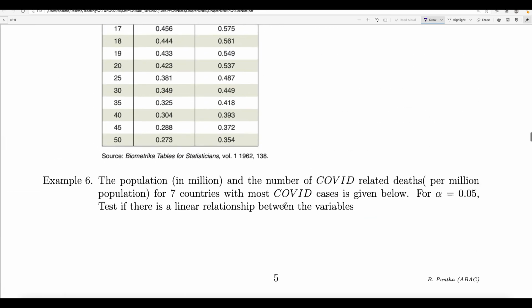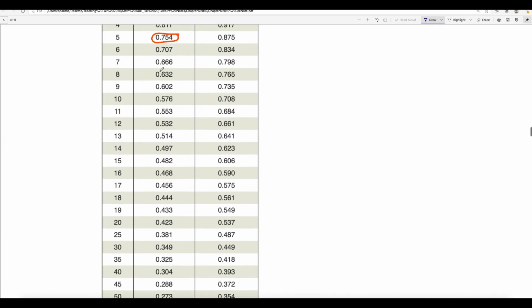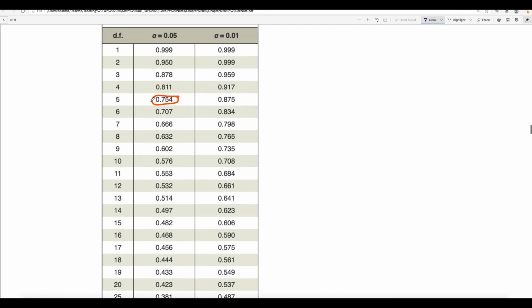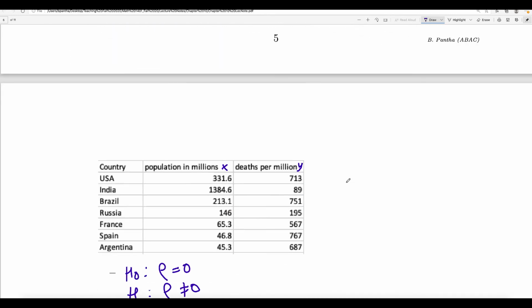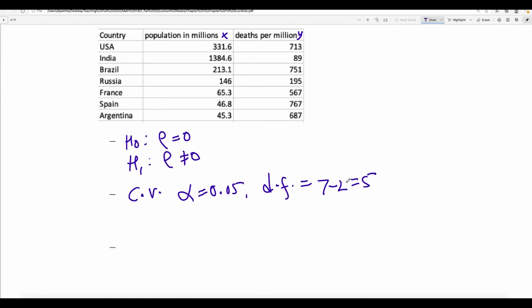Let us go to table I and see alpha is 0.05 and 5 degrees of freedom. It is again the same value, right? 0.754. We take plus and minus here. So the critical value is plus and minus 0.754, right? Now we need to find out the correlation coefficient. How do we find the correlation coefficient? We use the calculator. So you enter these and you enter those values.